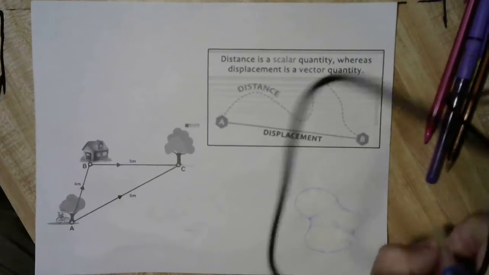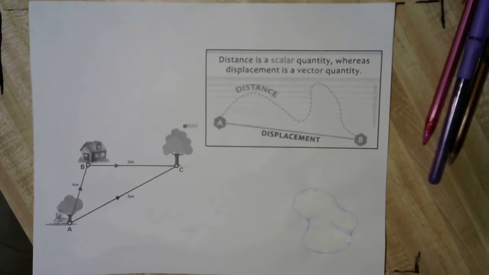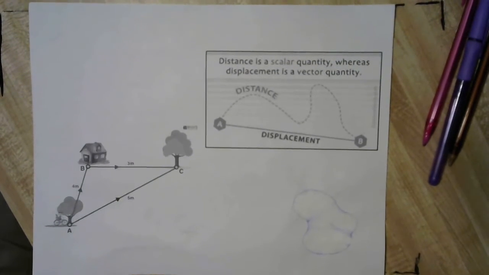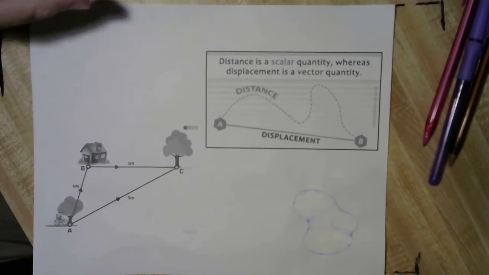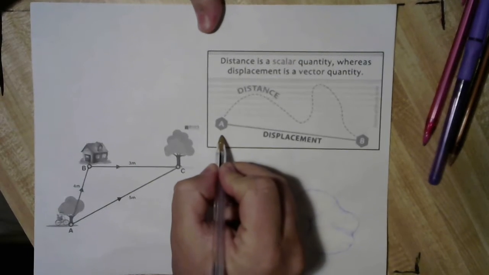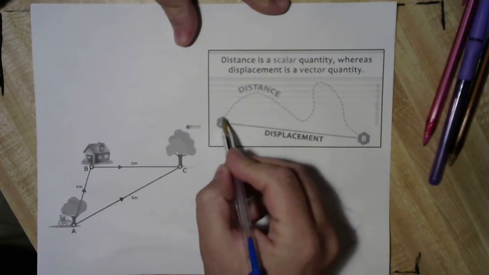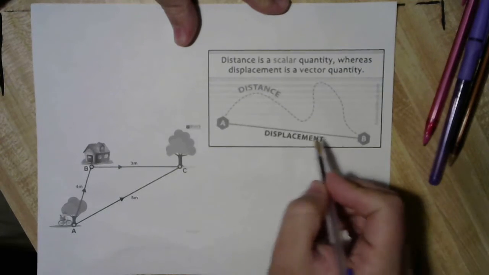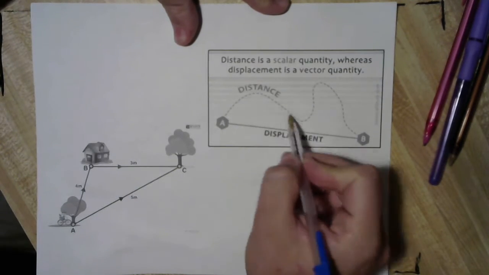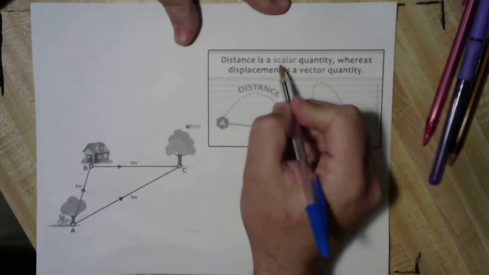Hi students, now I will talk about distance and displacement. As we see here, if we have 2 points A and B, we have two paths between them. The first one is the distance. It is not a vector, it is a scalar.